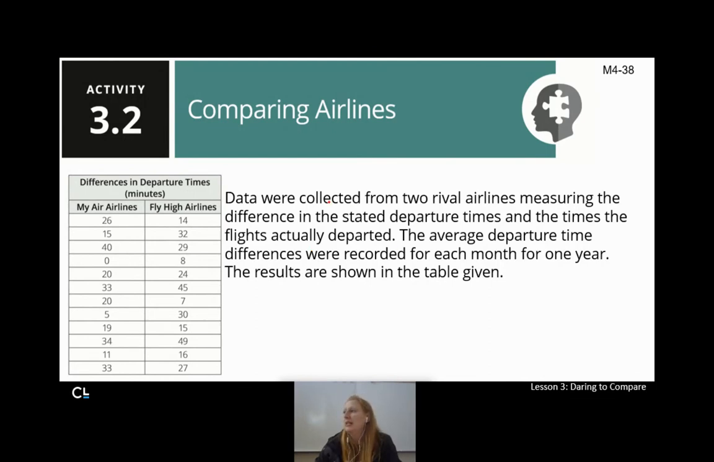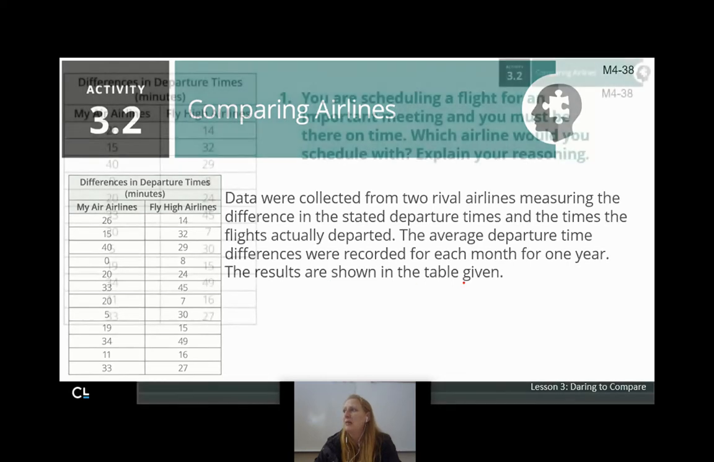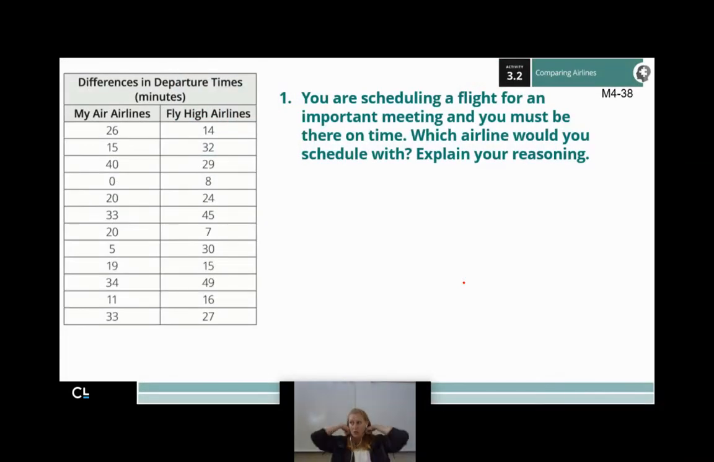Data were collected from two rival airlines measuring the difference in the stated departure times and the times the flights actually departed. The average departure times were recorded for each month for 1 year. The results are shown in these lovely tables here. So you're scheduling a flight for an important meeting, and you must be there on time. Which airline would you schedule with? Explain your reasoning.